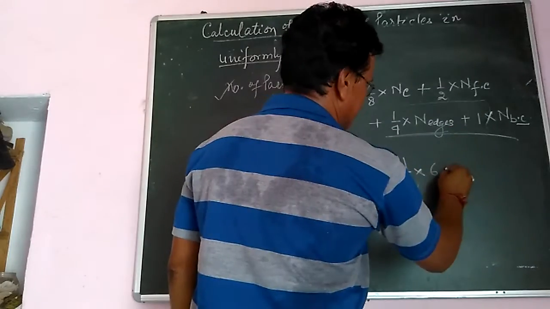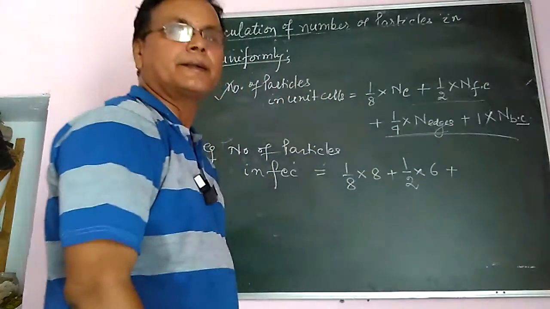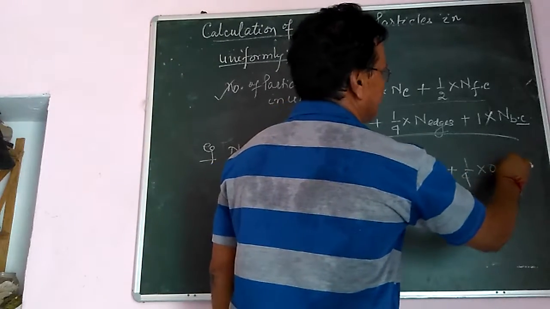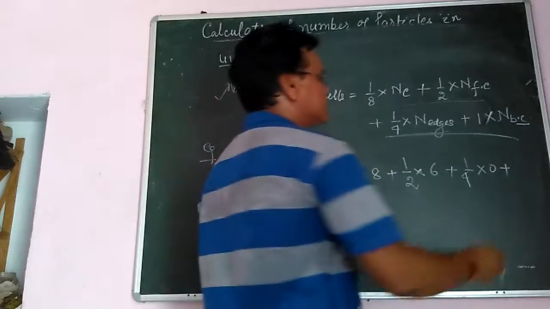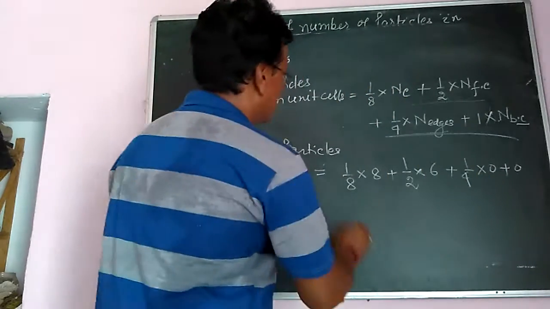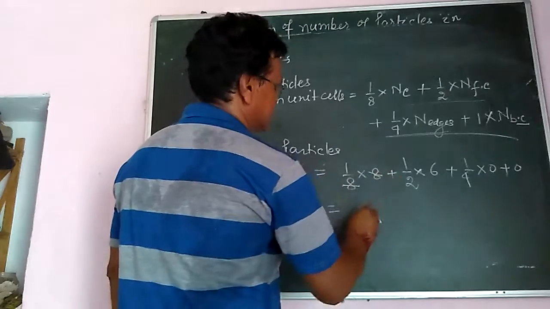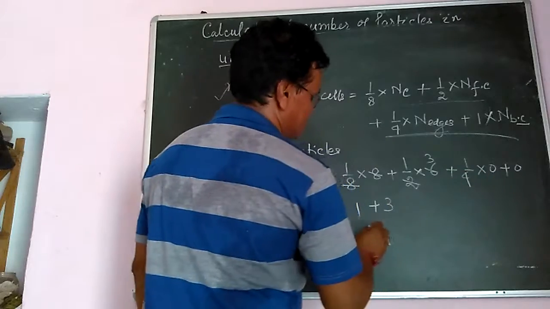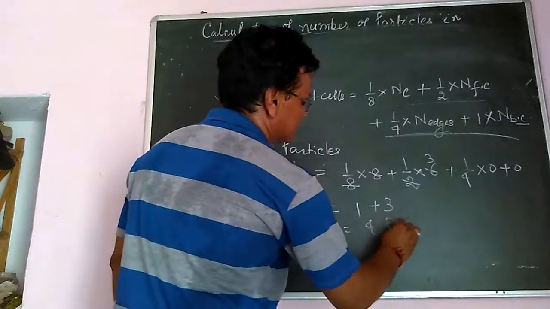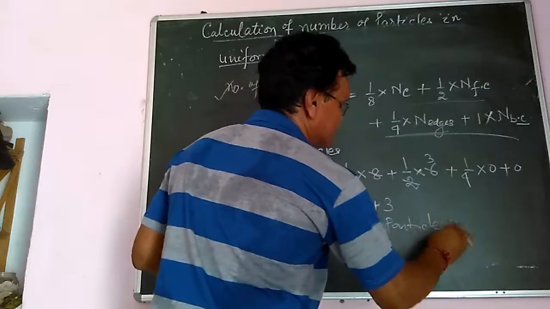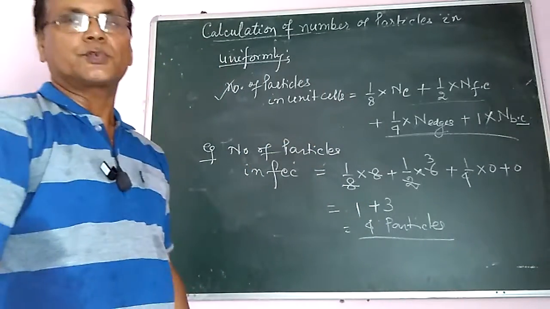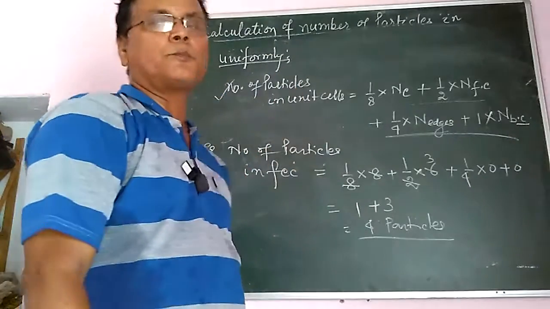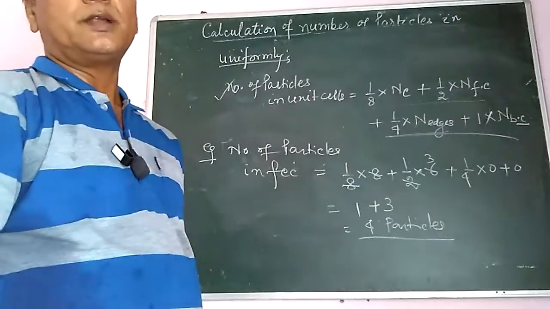Now we will see the edges. No particles lie at the edge center, so 1/4 into 0. Again, no particles lie at the body center, so it is also 0. So here the 8 cancels, that is 1, plus 6 into 1/2 is 3, and the other is 0. It means there are 4 particles, 4 atoms present in FCC. Similarly, you can find the number of particles in other types of unit cells.